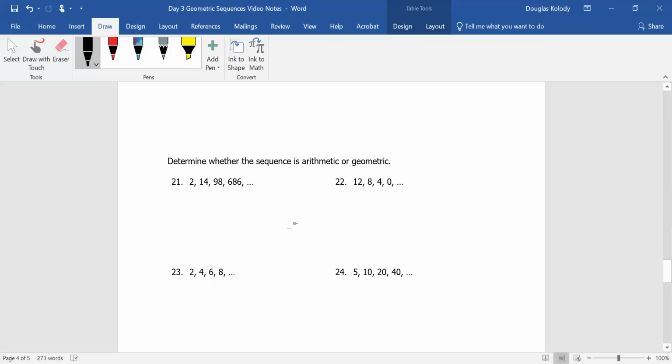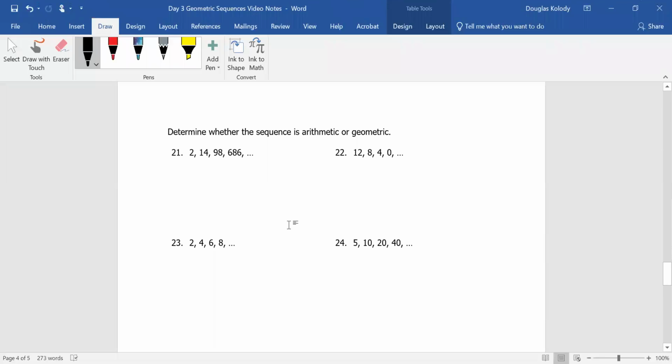Okay, 19 and 20, same deal. 21 through 24. Determine if the sequence is arithmetic or geometric. Remember, arithmetic is adding, geometric is multiplying. So I'm thinking here, 2 to 14 to 98. Definitely not arithmetic. I mean, from 2 to 14, you have to add, what, 12? You're not adding 12 to get to 98. 2 times 7 is 14. Check with your calculator. Does 14 times 7 give you 98? It does. So R equals 7, and it's geometric. You could just write G if you want to. You could write A or G.